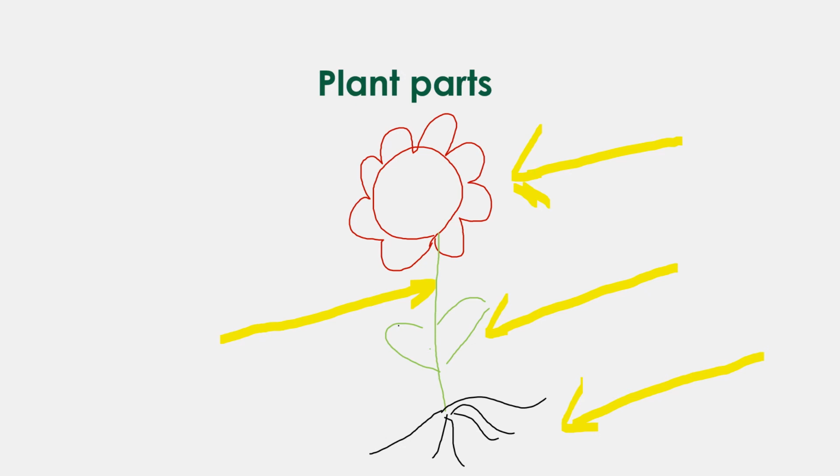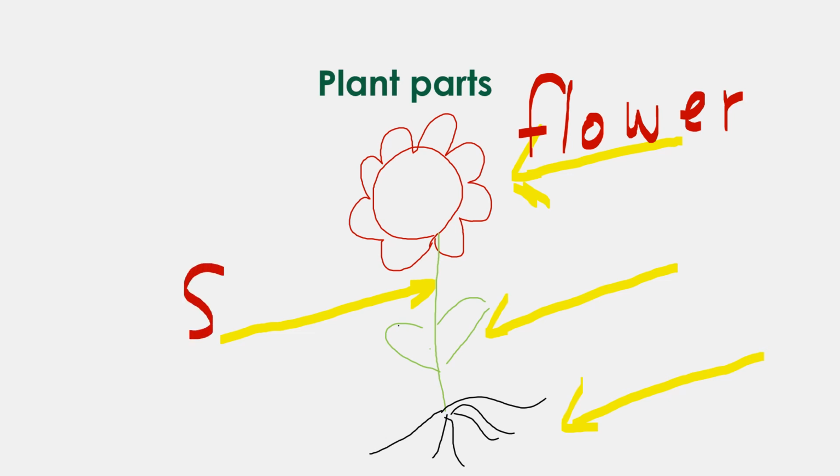Okay, so let's go over it. So this part right here is called the flower. So let's write flower. Now let's go over this one. What is this one called? If you say stem, you're right. It is a stem. So let's write stem.